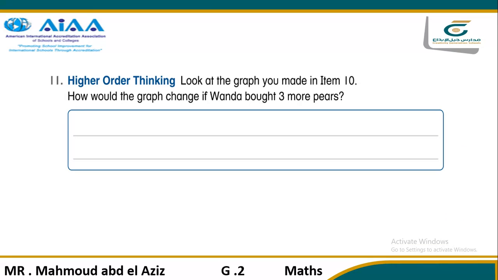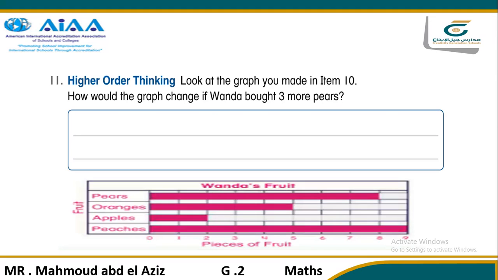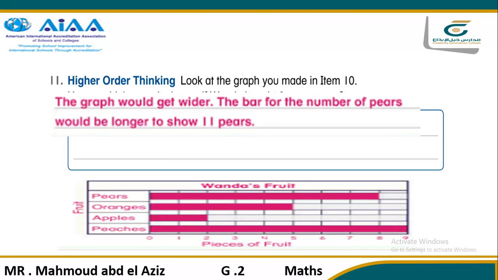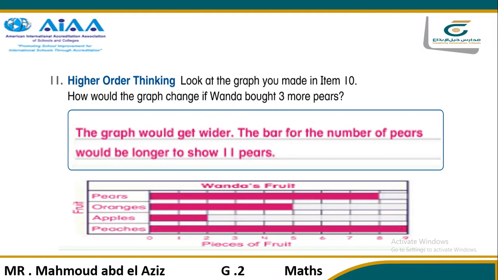Another question. Look at the graph you made in item 10. How would the graph change if Wanda bought 3 more pears? Do you remember the bar graph you drew in item 10? That's it. The question here: how would the graph change if Wanda bought 3 more pears? Bought 3 more pears. So she has now 8 pears. So it will be 8 plus 3, excellent, which equals 11. Excellent. So here the graph would get wider. The bar for the number of pears would be longer to show 11 pears.